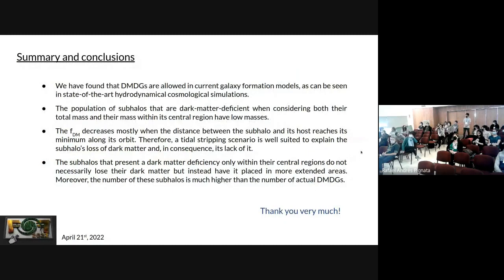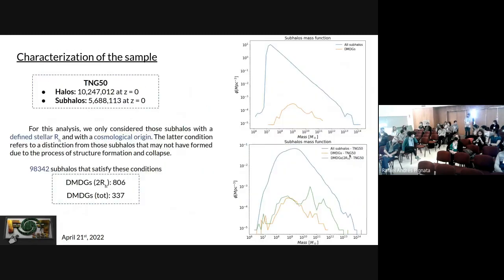Hi, Elisa. This is Karim from the audience, from Brazil. This was very enticing work. I have a question because I've been starting to dive into Illustris myself, and I was interested when you said that you eliminated all the subhalos that had no cosmological origin. How do you actually do this? What parameter do you use?